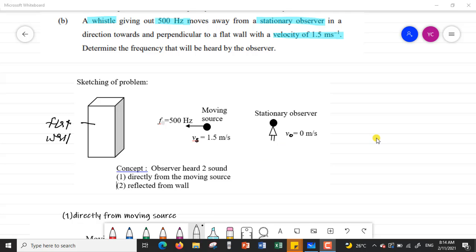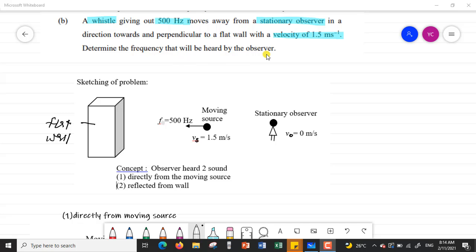Hello boys and girls, so in this video we are going to continue our discussion on question 15b. A vessel is giving out 500 Hz, moving away from a stationary observer in a direction towards and perpendicular to a flat wall with a velocity of 1.5 meter per second. Determine the frequency that will be heard by the observer.